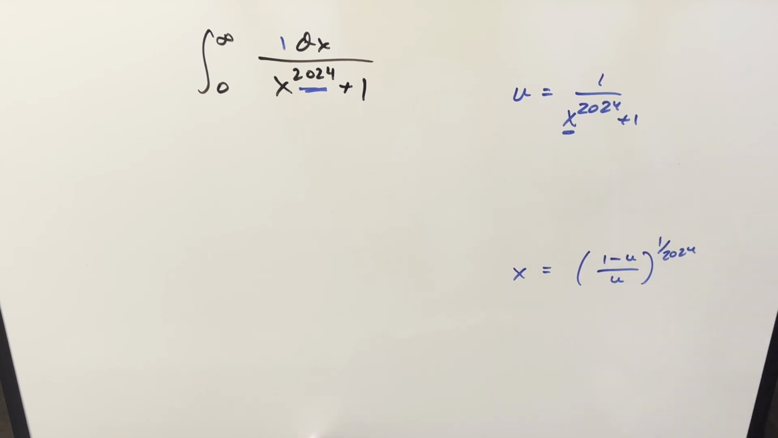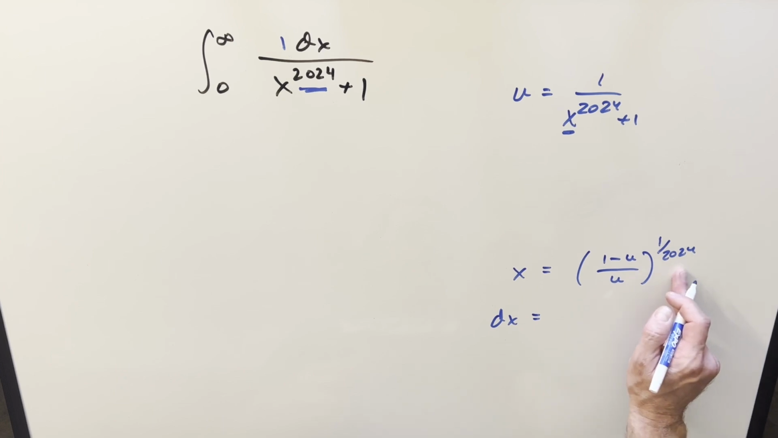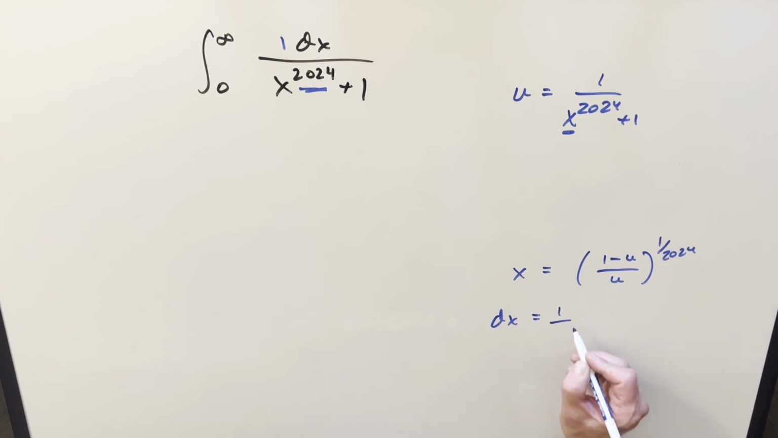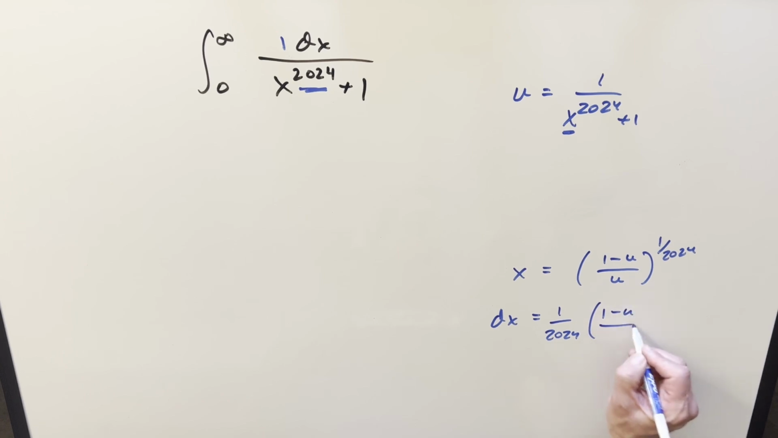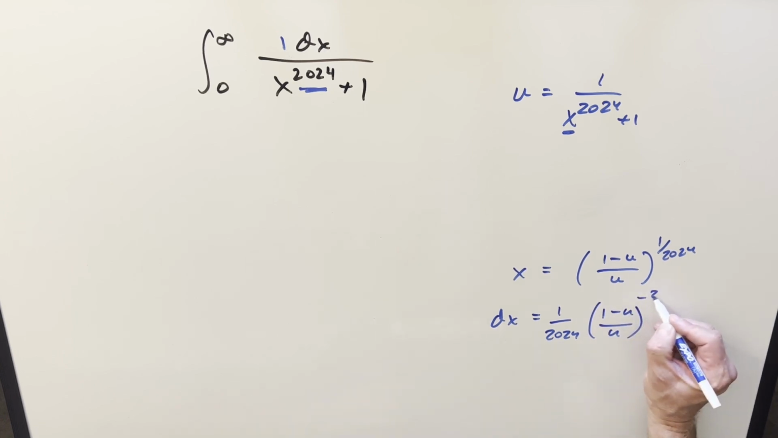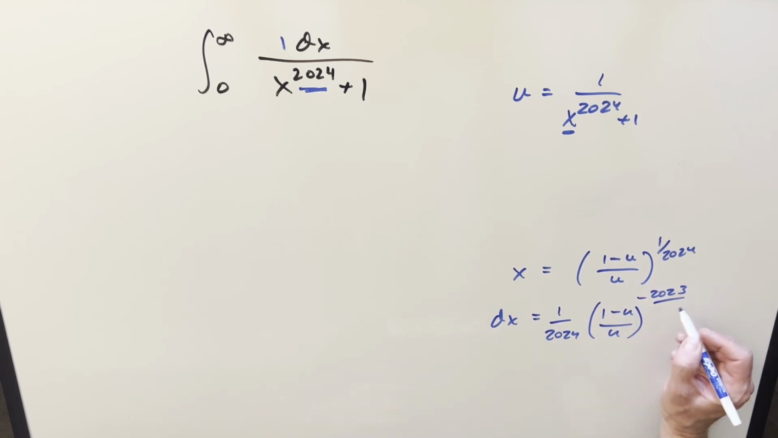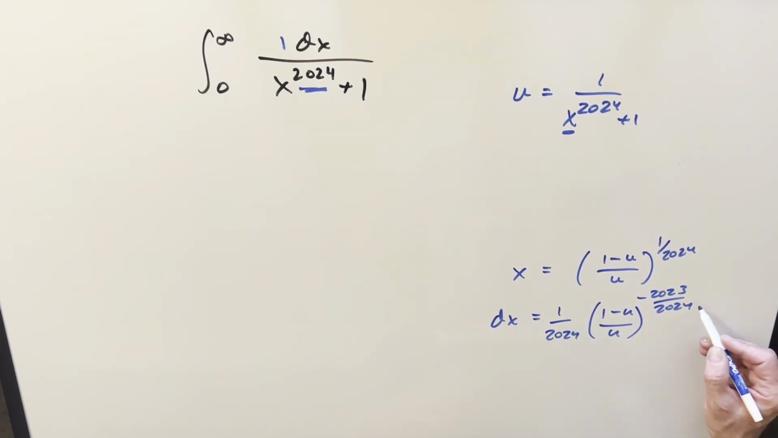So now let's get rid of this mess and let's just take the derivative now that we've got our x isolated. So when I do that, what's going to happen is dx is going to be, first we need power rule. So then we'll have 1 over 2024 in front, 1 minus u over u, to the minus 2023 over 2024. And then on this part, we need quotient rule.